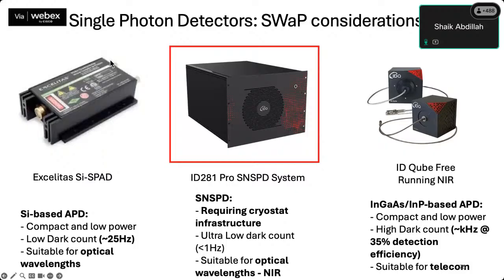So clearly, detectors like SNSPD systems do not belong on satellites, but that may change at some point in the future. We never know, but at the moment, most of the single photon detectors that we use on board satellites will be some form of avalanche photodiode, either silicon-based or InGaAs-based, right?